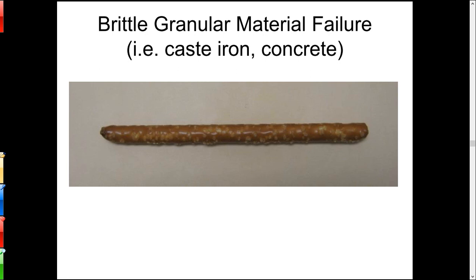How about a brittle, granular material? Cast iron, concrete, pretzels, styrofoam. Now, what kind of failure is a brittle material going to have? Normal. Yeah, which one? Compression or tension? It'll be compression. Well, and tension. Tension, because brittle materials have grains. The grains don't lap. So when you pull on them, they'll fail in tension quicker than compression.